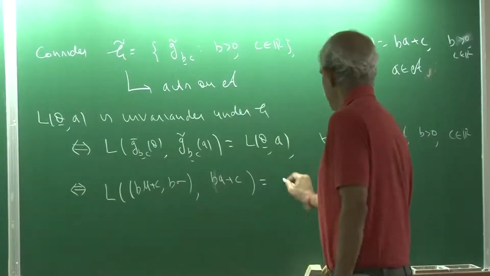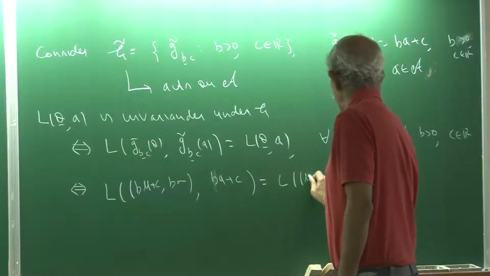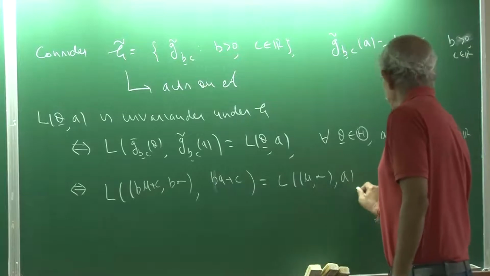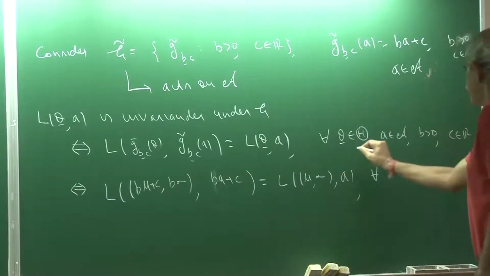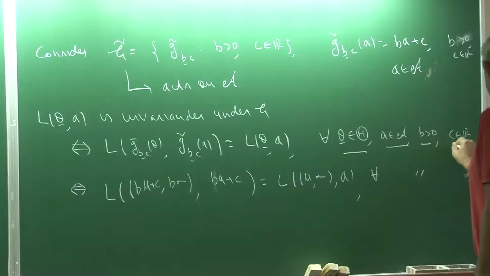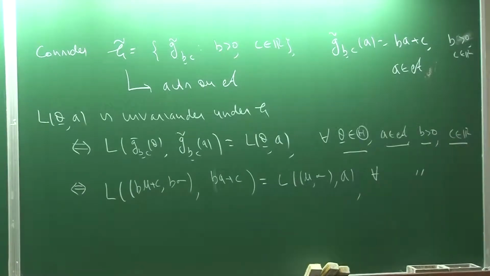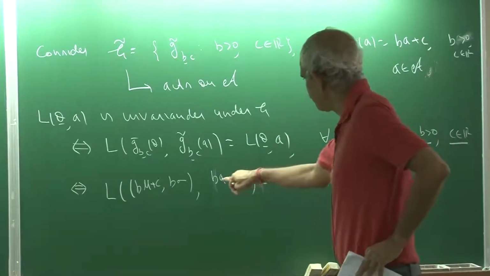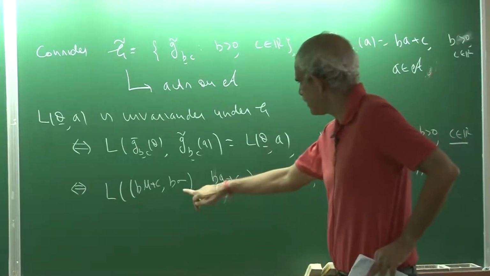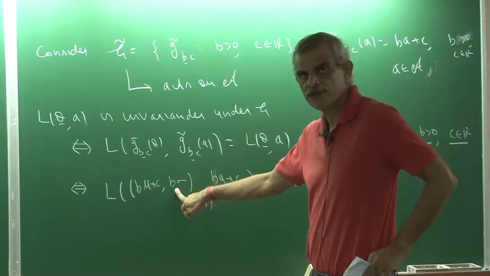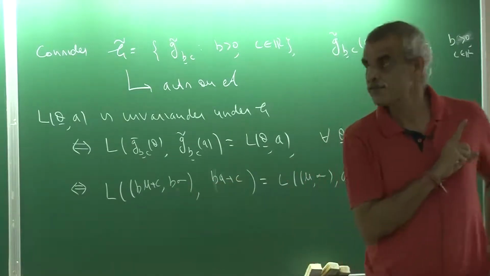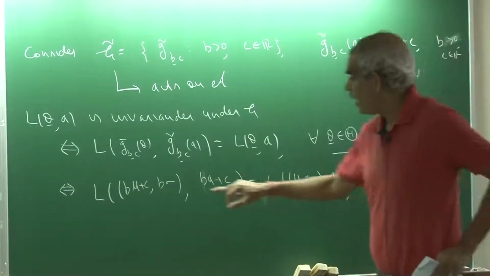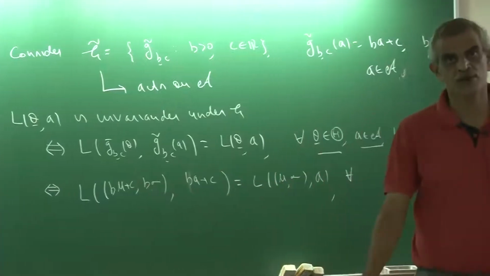Should be same as L of mu sigma A. And this would happen for every theta belonging to Theta, A belonging to script A, B greater than 0, and C belonging to R. So the first thing I do is I have a lot of degrees of freedom in terms of parameters B and C. So the first thing I choose is I take B to be 1 upon sigma. Note that my B is positive. B can take any positive value, so I can choose B to be 1 by sigma. And then C I choose to be minus mu by sigma.